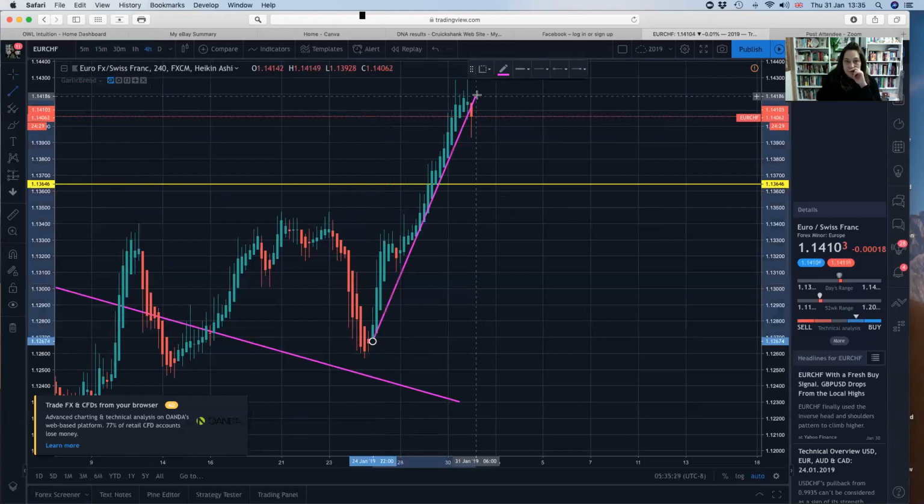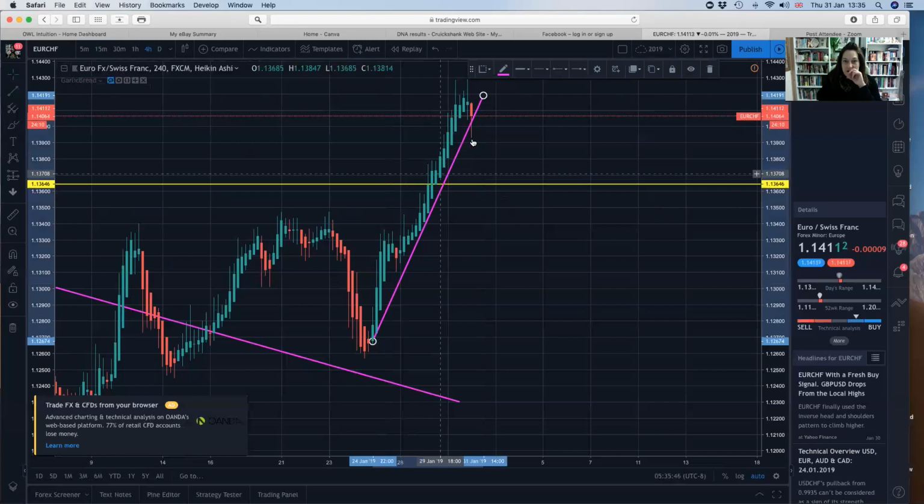Okay, so let's draw this trend line on. Look at that, there's a lot of touches there. There we go. Bounce, bounce, bounce, bounce, bounce, bounce, back. Broken through, but that's not enough of a break for me. That needs to come through a little bit more to be a breakthrough. Okay, so that's that on the 4-hour.